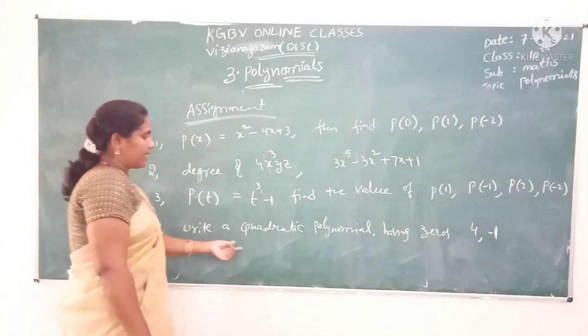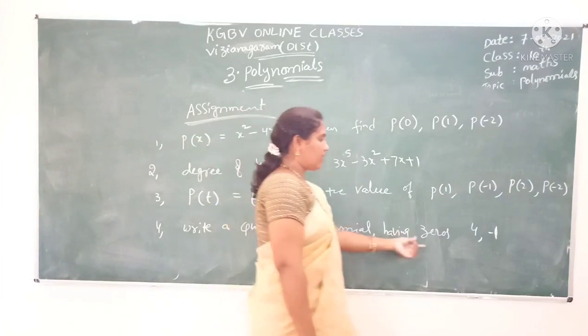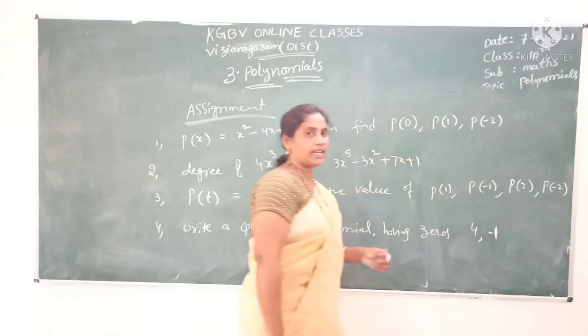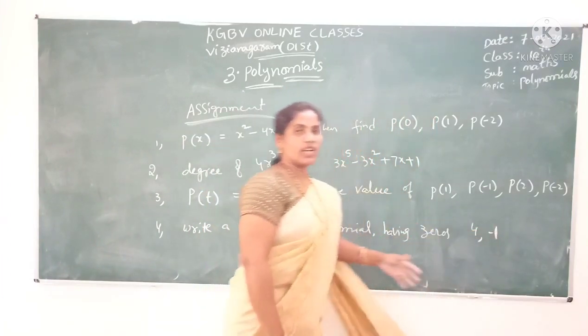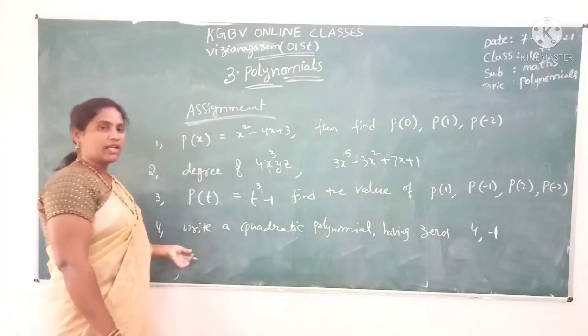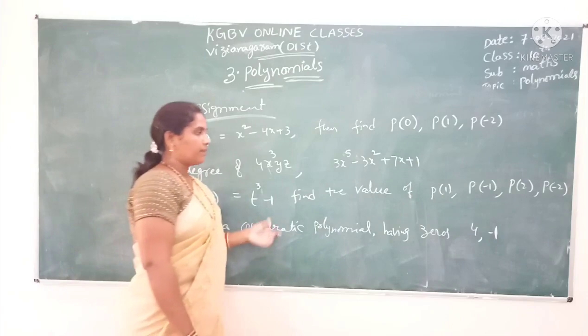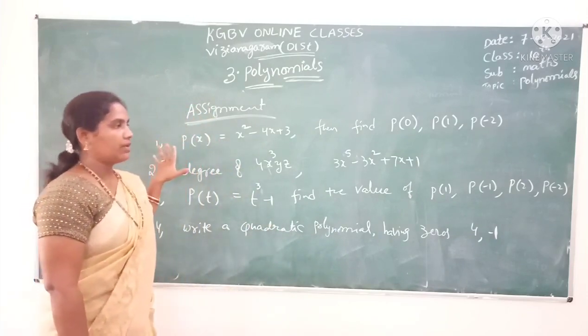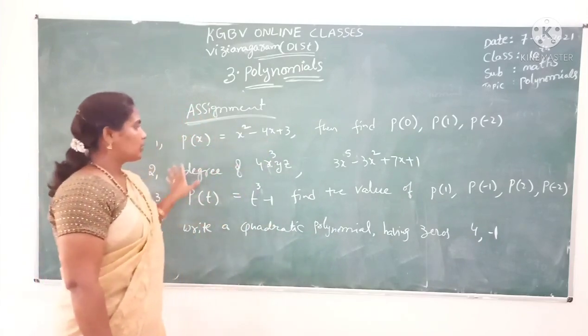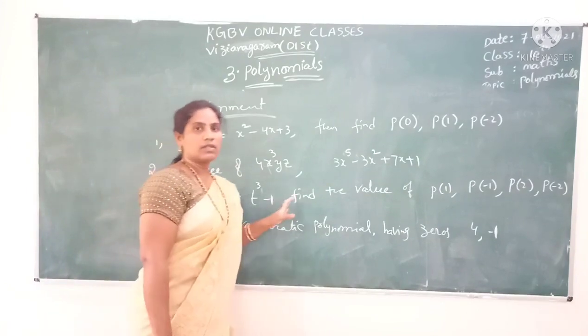Next one. Write a quadratic polynomial having zeros 4, minus 1. One is alpha, another one is beta. Using the formula, we make a quadratic polynomial. Okay. All note down and tomorrow do these problems also. Okay.